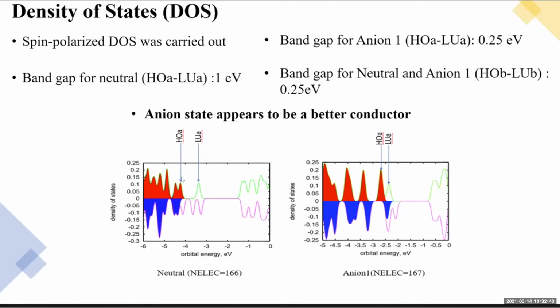When I checked the band gap in the alpha region, I got a band gap of 1 electron volt. For the anion, I got something lesser, about 0.25 electron volts. But when I checked for the band gap in the beta position, it was around the same value, which was 0.25. So I was able to conclude from this that the anion state will be a better conductor. Although the neutral state isn't so bad, because it falls between the range of the band gap expected for a conductor, which is about 1 to 3 electron volts.